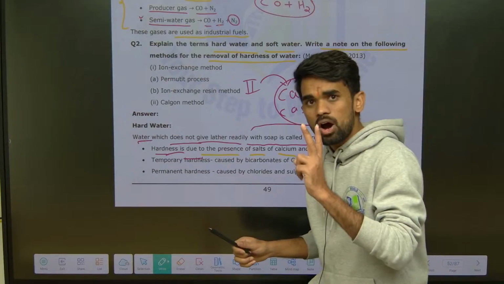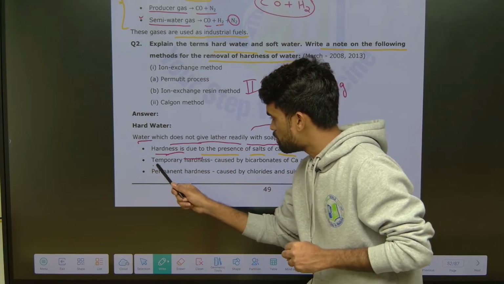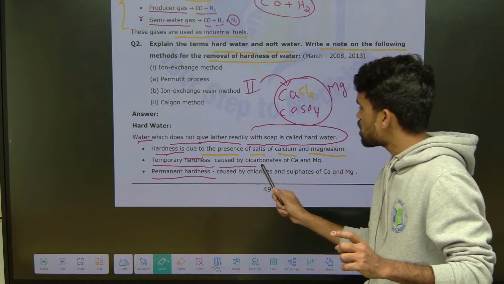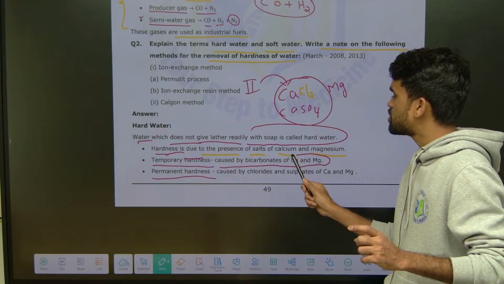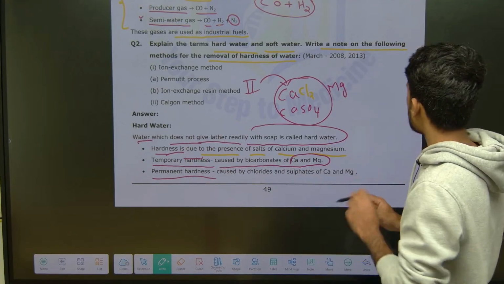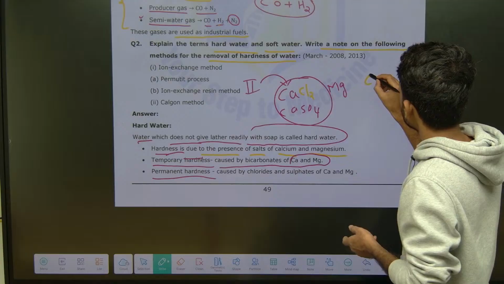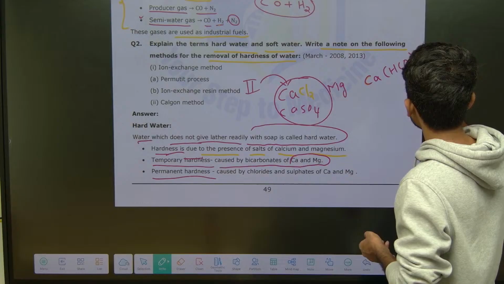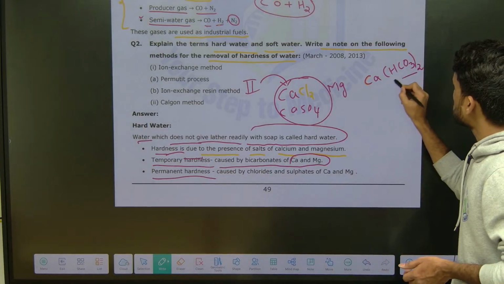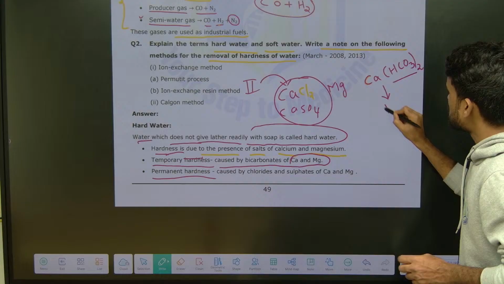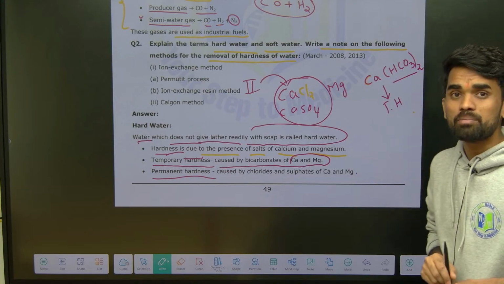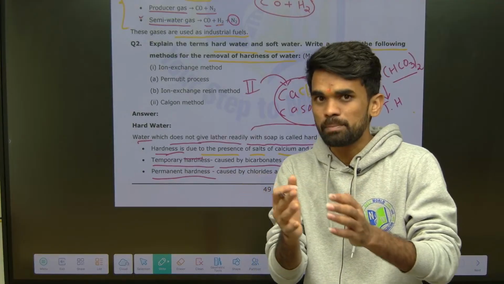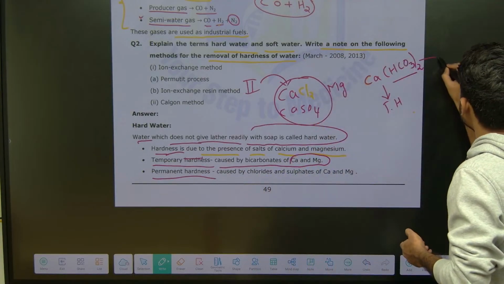This hardness is of two types. One is temporary hardness and the other is permanent hardness. Temporary hardness is caused by bicarbonates of calcium and magnesium. Look here, I am writing calcium bicarbonate. So these bicarbonate salts cause temporary hardness. What do we mean by temporary hardness? Whenever I say temporary hardness, it can be easily removed just by heating.